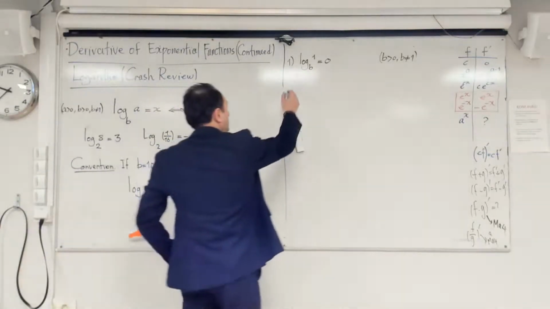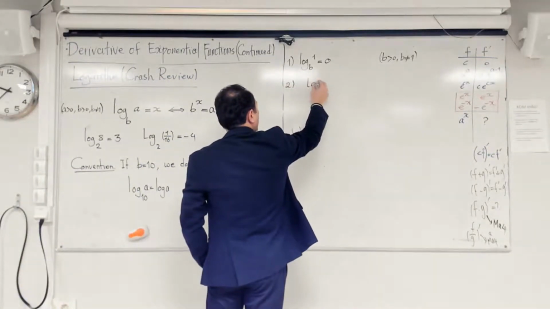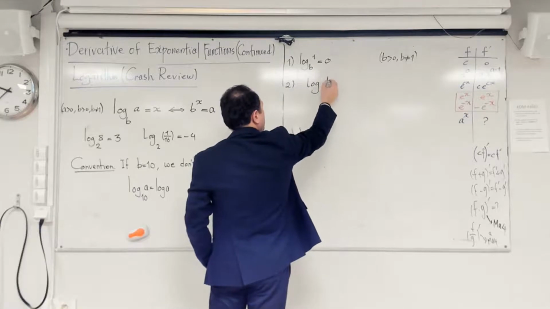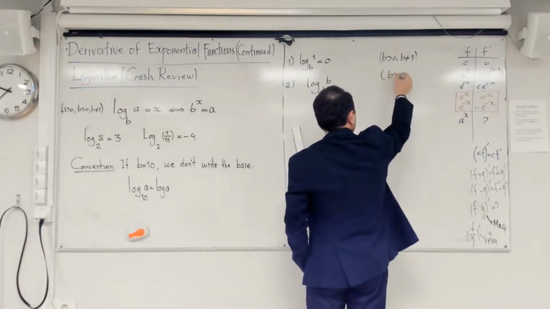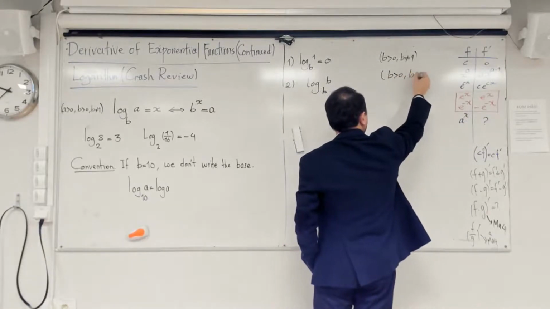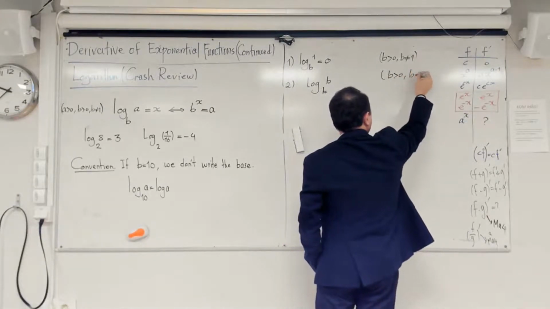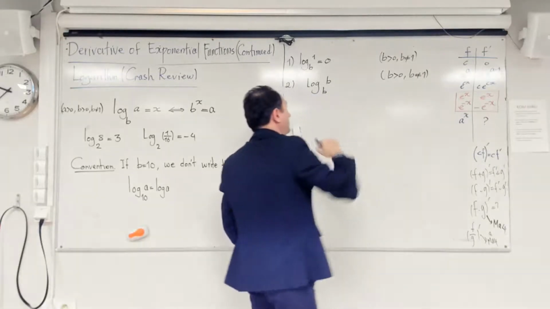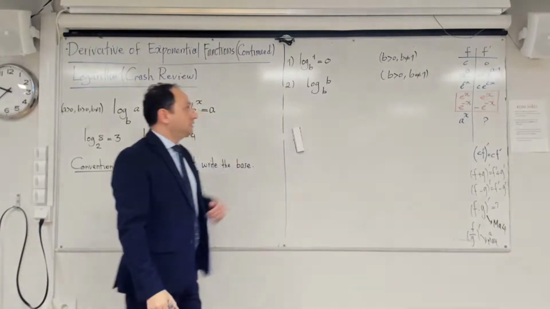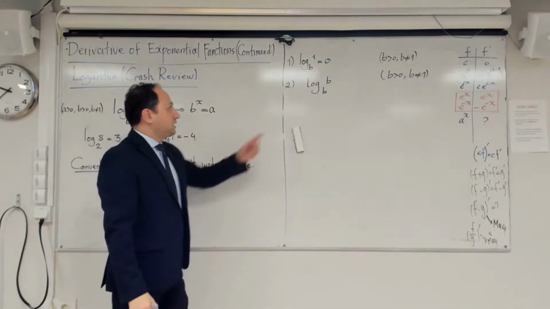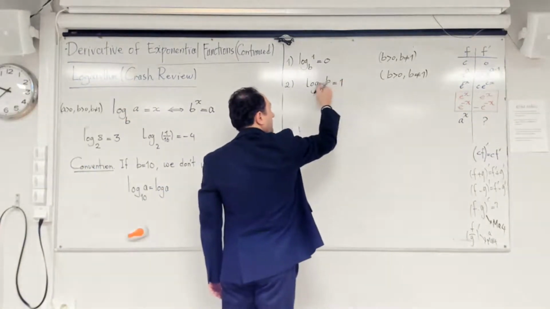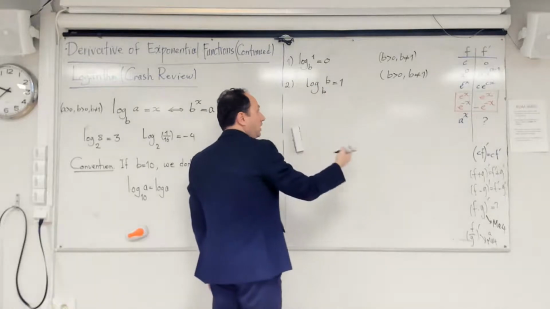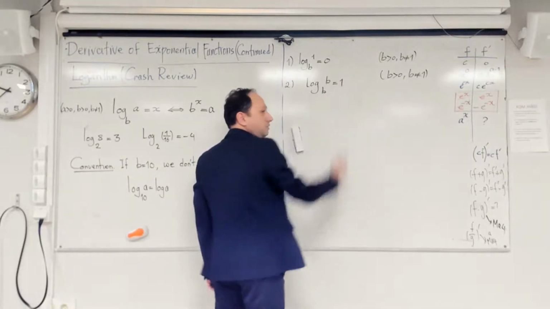The second one is the logarithm of any number in its own base. Again, b should fulfill these conditions. That it cannot be negative, it cannot be equal to 1. If you respect those rules, then what is the answer? 1. Yes? The logarithm of any number in its own base is 1. Why? Because b to power 1 is b.